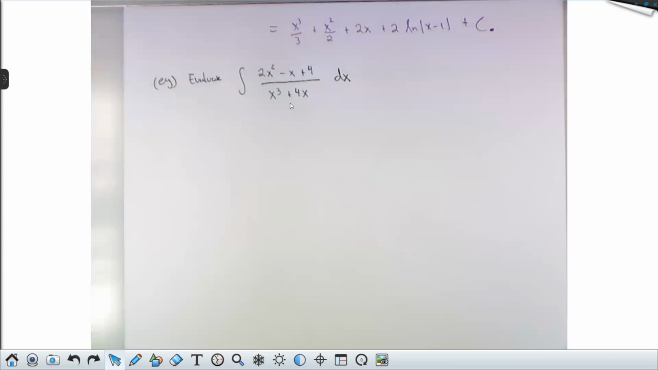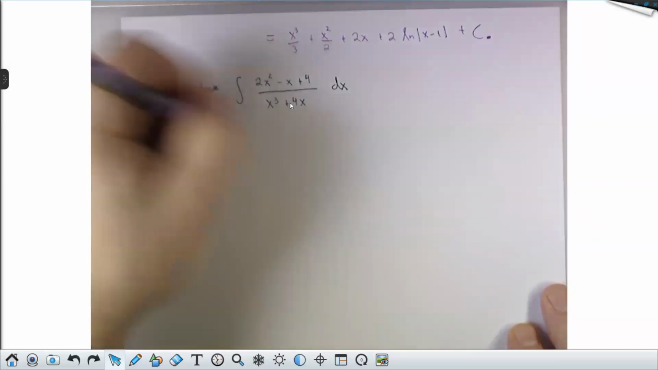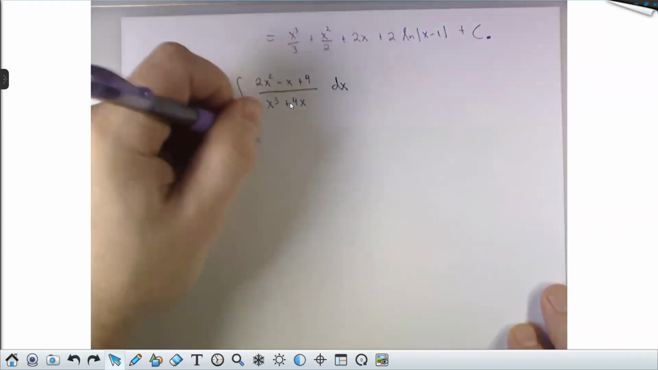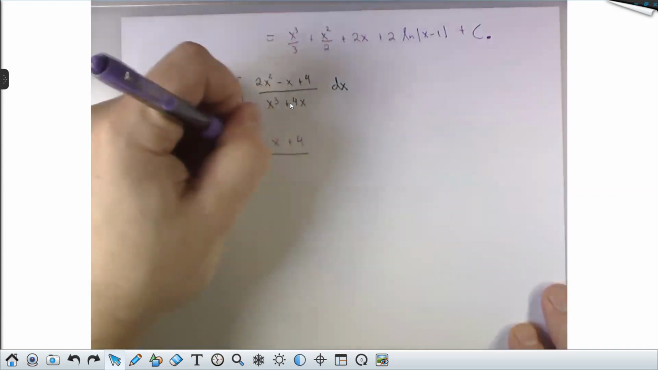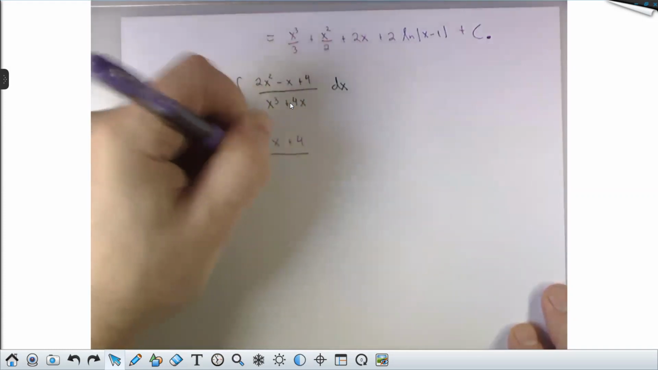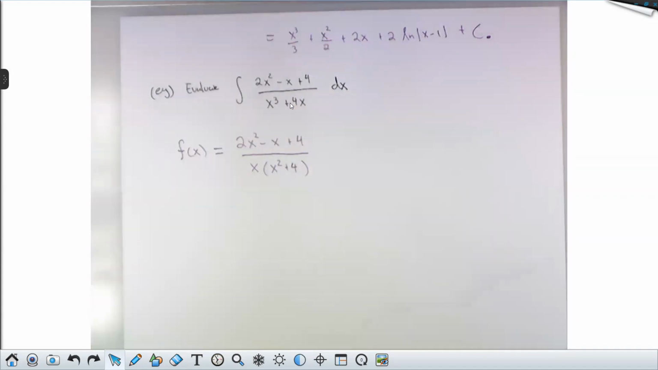So instead, what we're going to do is begin by factoring the bottom. The numerator 2x squared minus x plus 4 is just chilling. That denominator can be factored as x times x squared plus 4. The factor x squared plus 4 is an irreducible quadratic.